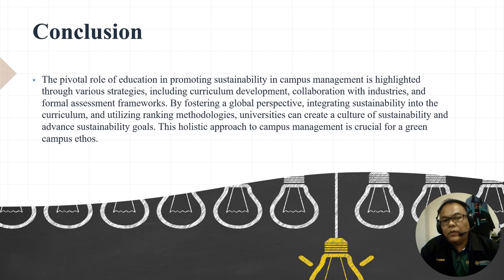So this is the conclusion of this article as a whole. The pivotal, important role of education in promoting sustainability in campus is highlighted through various strategies, including curriculum development, collaboration with industry, and formal assessment frameworks. By fostering a global perspective, integrating sustainability into the curriculum, and utilizing ranking methodologies, universities can create a culture of sustainability and advance sustainability goals. This holistic approach to campus management is crucial, especially for the Green Campus Initiative ethos. We proceed to the next slide.